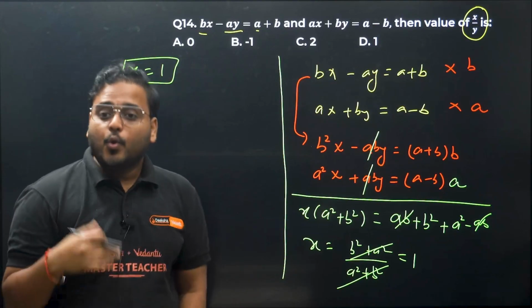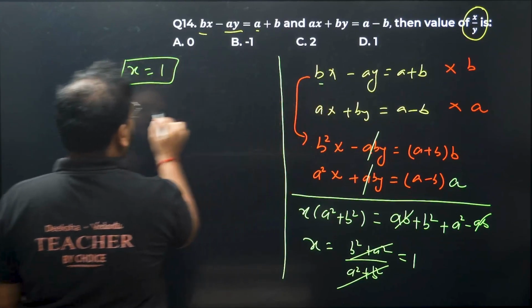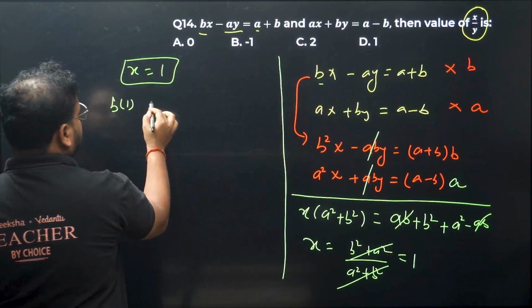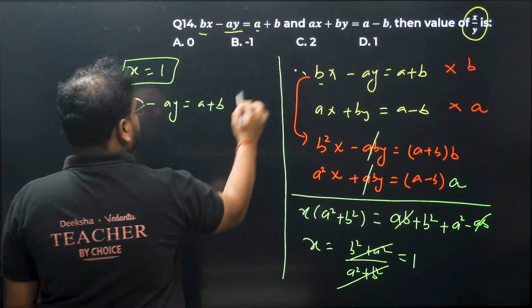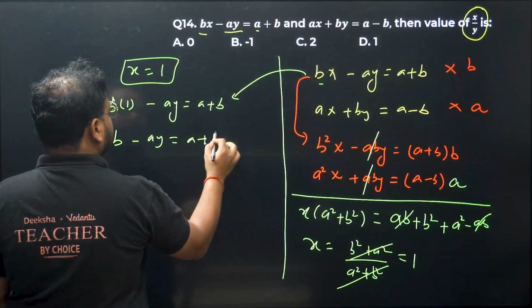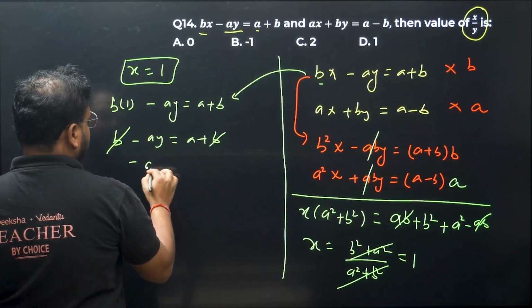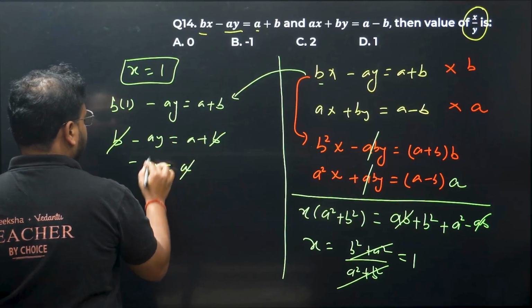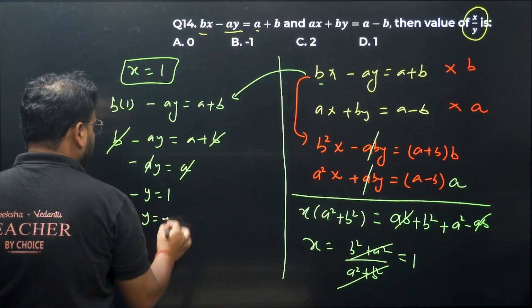What next? Similarly, find the value of y. Use this equation. b into 1 minus ay equal to a plus b. It becomes b minus ay equal to a plus b. b and b is cancelled. I get minus ay equal to a and a cancelled. I get minus y equal to 1. It means y equal to minus 1.